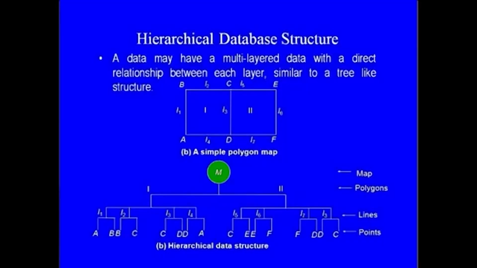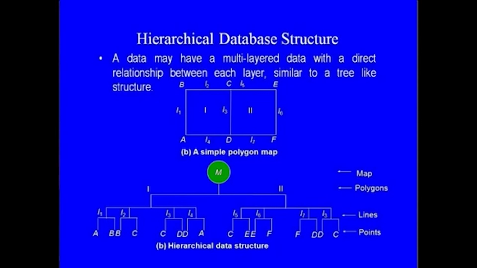Now, these lines have end nodes. So, for the lines, we can say that each line has the points which connect them. For line 1 it is A and B, for line 2 it is B and C, for line 3 it is C and D, for line 4 it is D and A.